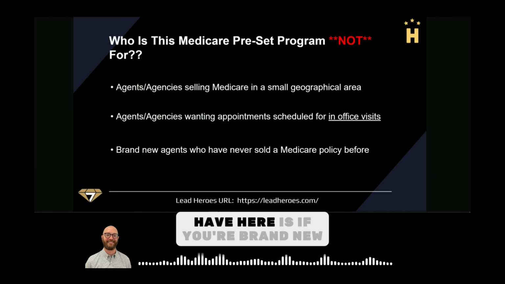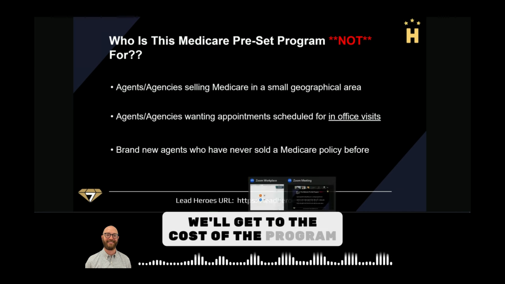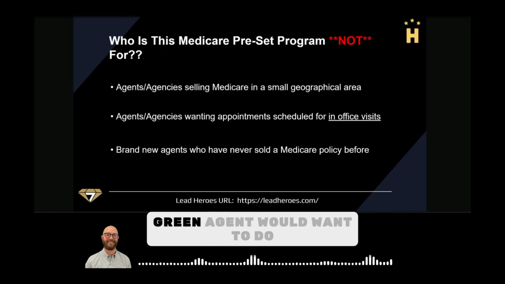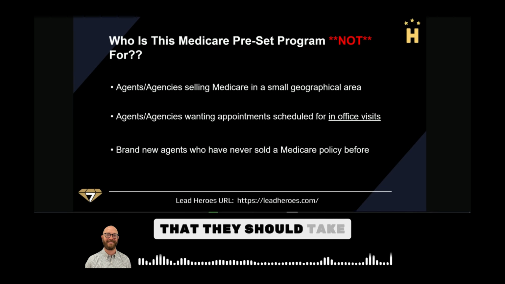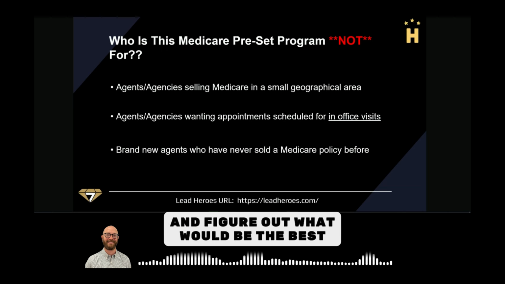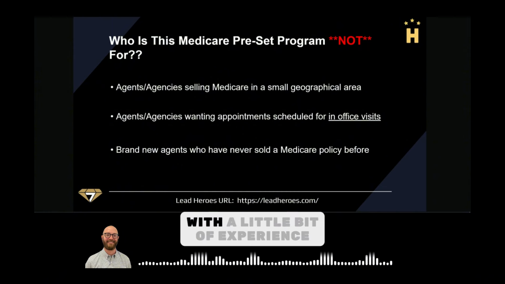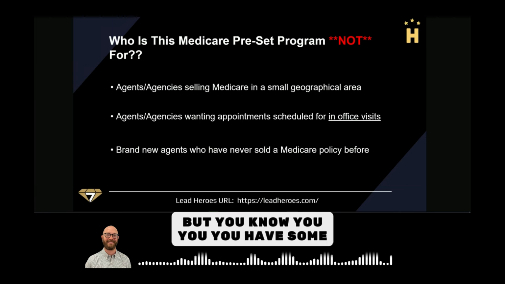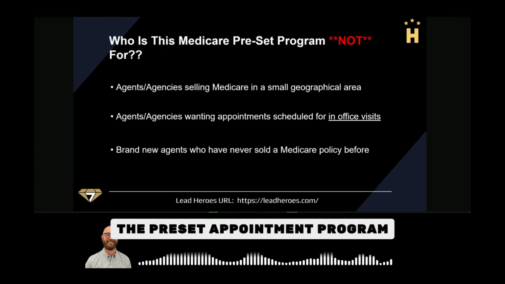And then one of the last ones I have here is if you're brand new, you've never sold a policy before. We'll get to the cost of the program at the end of the webinar, but this isn't something that necessarily a brand new green agent would want to do. Maybe there's a different type of marketing path that they should take this AEP. Talk to your upline, talk to the agency owner or the FMO, and figure out what would be the best fit for you this AEP. But again, I think if you can come into this with a little bit of experience, even if you're new this year and this is your first AEP, but you have some selling experience coming into it, I think you can do really well with the preset appointment program.